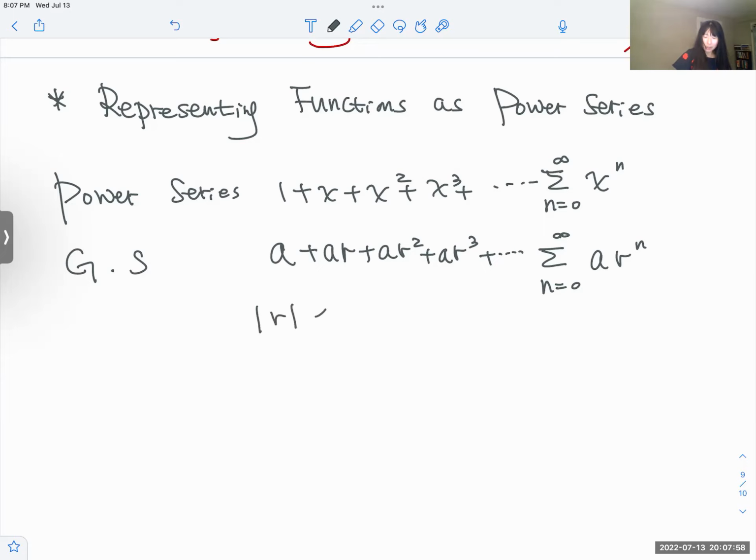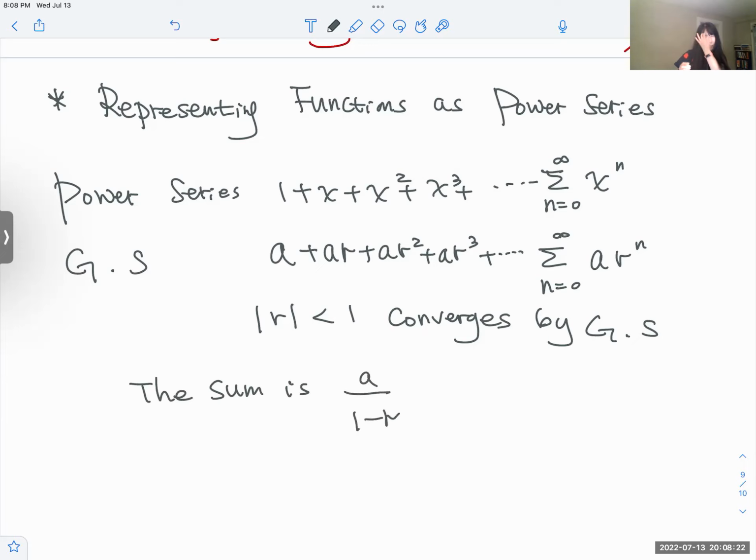By the geometric series, if the absolute value of r is less than 1, we said it converges. Then it must converge to a number, and the sum is a over 1 minus r. In this case, compare with this one: a equals 1, and r equals x.